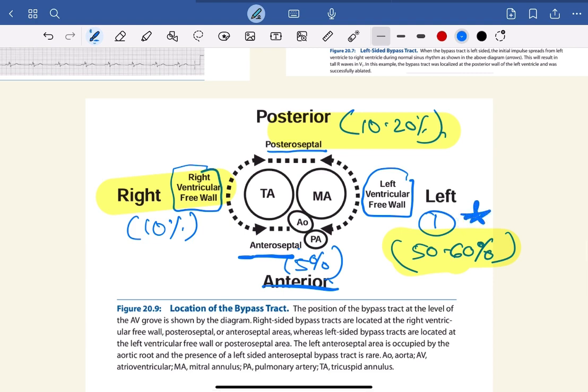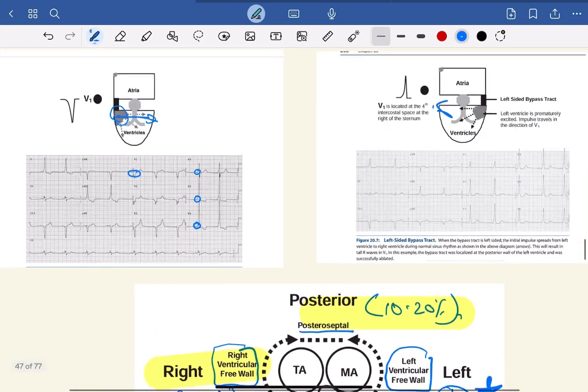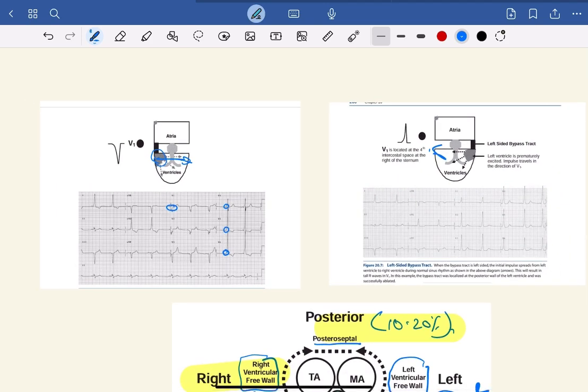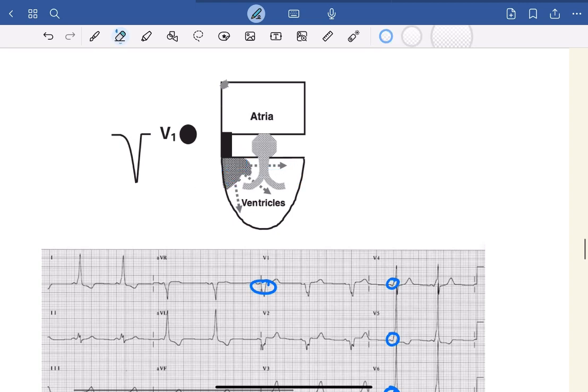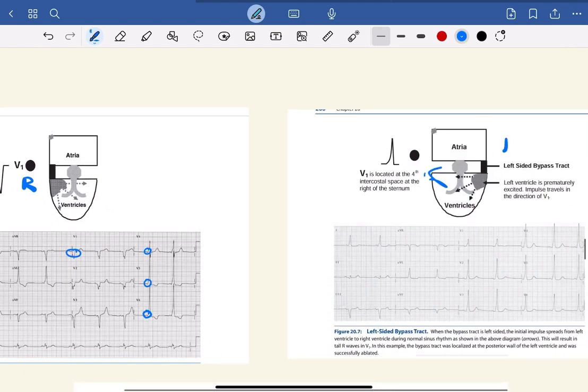So can we recognize the location of the bypass tract on the ECG itself? Yes, we can. For that you have to see lead V1. In lead V1, what you have to see is the delta wave, whether the delta wave is predominantly upward or negative, whether it is negative or positive. So see what happens if this is a right sided bypass tract and this is a left sided bypass tract.